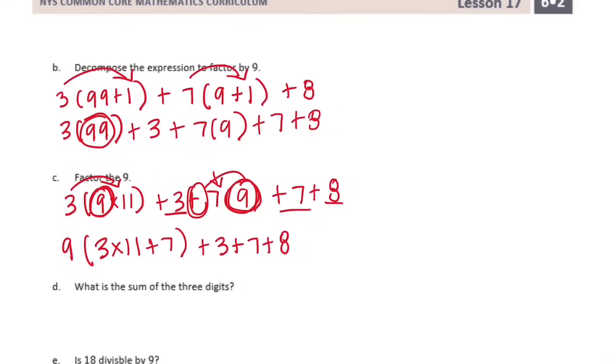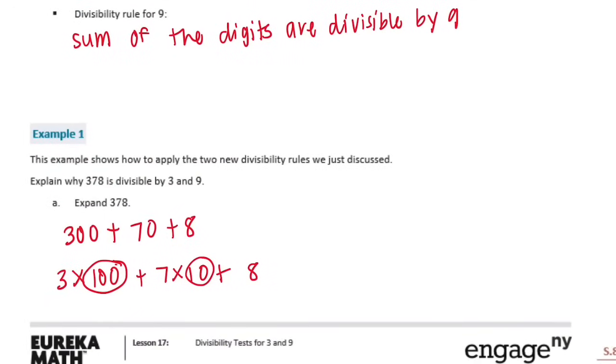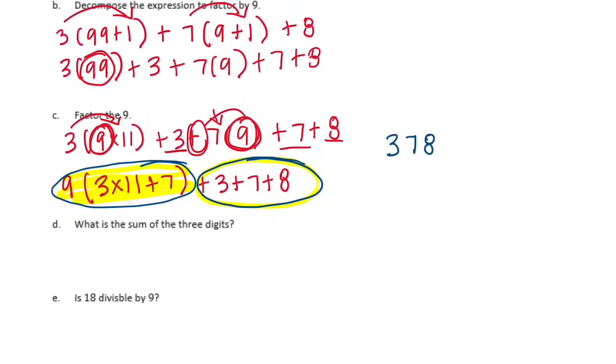So notice how once we factored out the 9, what we're left with is 3 plus 7 plus 8. The reason that we did all of this is because we now know that all of this part is divisible by 9 because we're multiplying it by 9. So what we're left with is 3 plus 7 plus 8, which if you remember, we started with 378. So when we factor out the 9, we get 3 plus 7 plus 8.